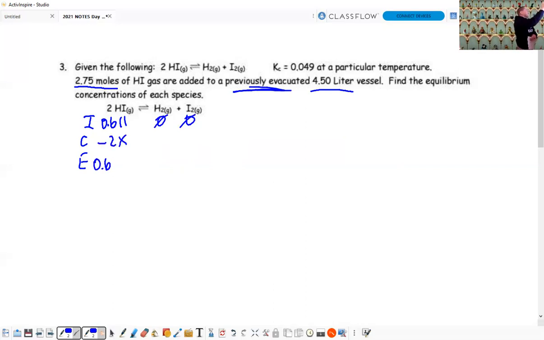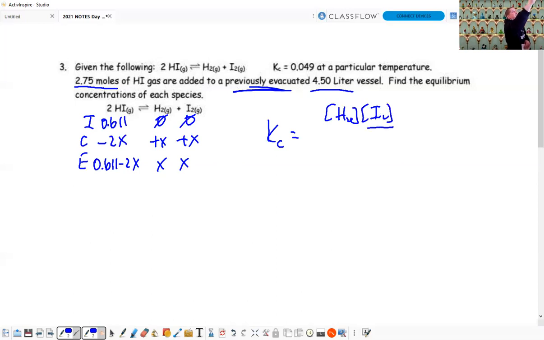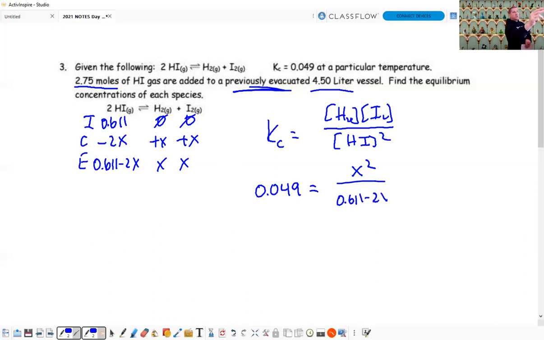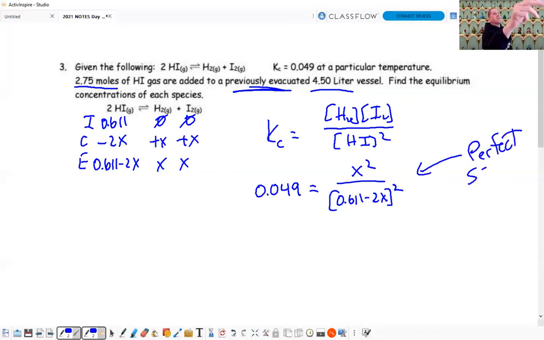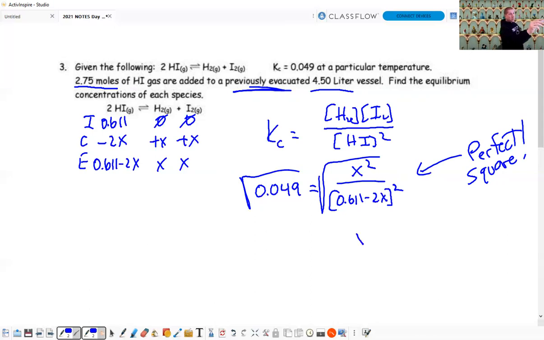Minus 2x, though, according to the stoichiometry. Plus x, so x and x. The Kc expression equals H2 times I2 over HI squared. Let's plug in our values and solve for x. So we have x times x on the top, x squared, and then we have 0.611 minus 2x squared. So there's a case over here where we have a perfect square, which means I can now take the square root of both sides. So the square root of x squared, the square root of 0.611 minus 2x squared, and the square root of 0.049, which is 0.221.